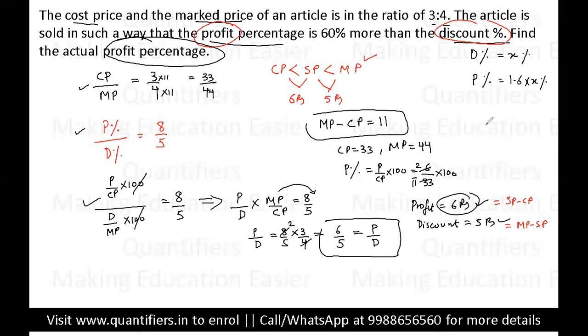And students, all of you should know that 1 by 11 is basically 9.09%. So here we are getting 2 by 11. So 2 by 11 will be double of 9.09. That will be 18.18%. So students, 18.18% is the answer, right?